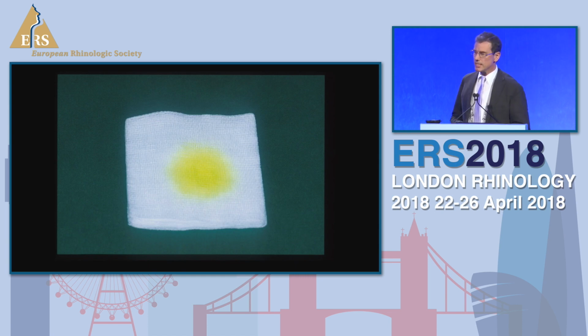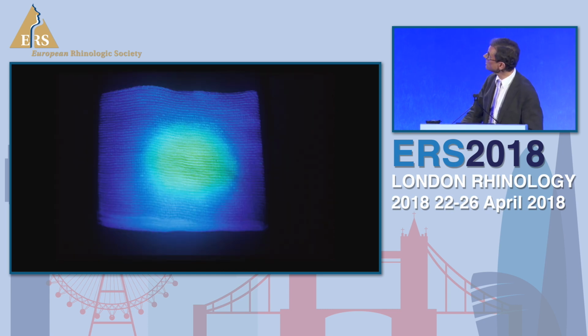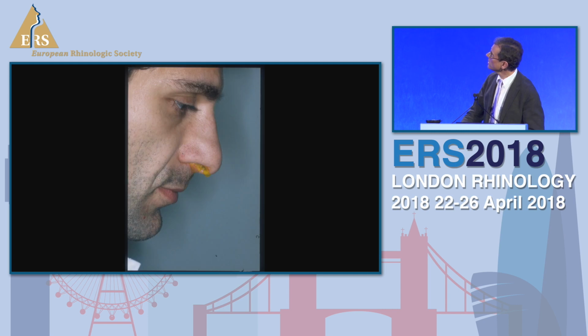Now, sodium fluorescein, many of you have used it and know it. It looks like this. It's a very intense color. The problem is it's an off-label substance when you use it in the human body. When you put blue light on it, it looks like this. It's fluorescence, and then it's very nice when you have applied this intrathecally.